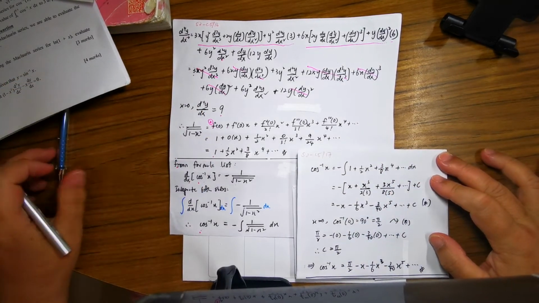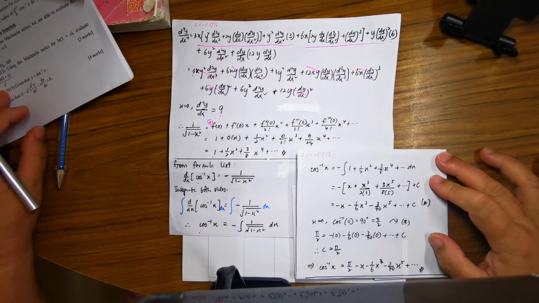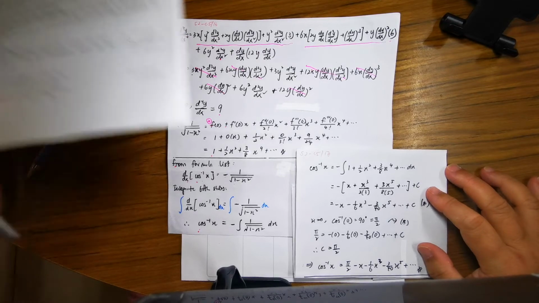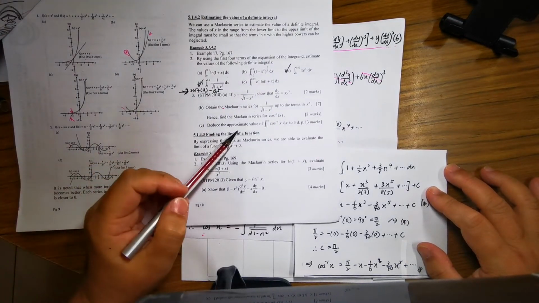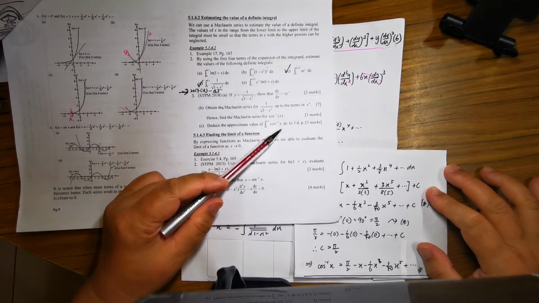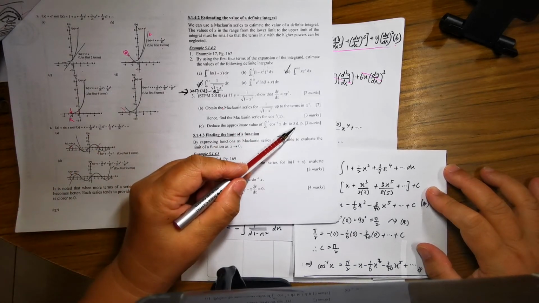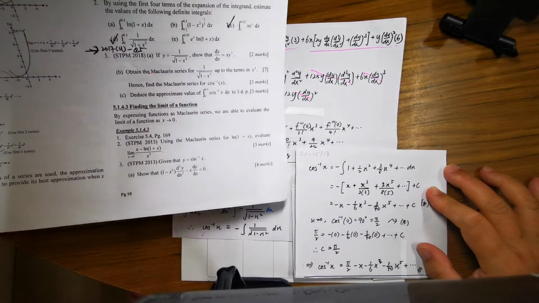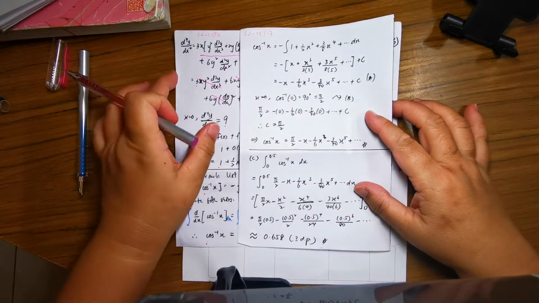Now we go to question C. Question C here is asking you to deduce the approximate value for the integral of arc cos x from 0 to 0.5. Then give your answer to 3 decimal places. 3 marks only. So the next step is like this. I remove this one.